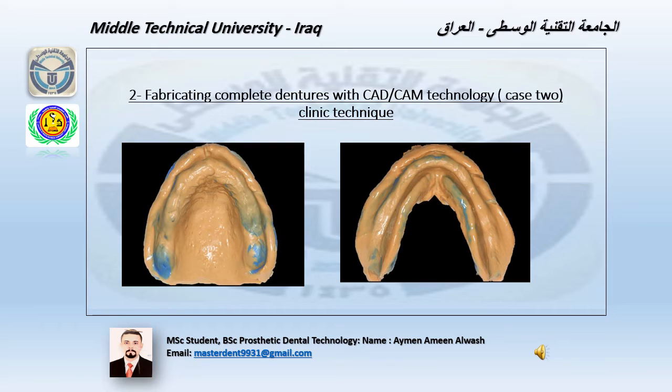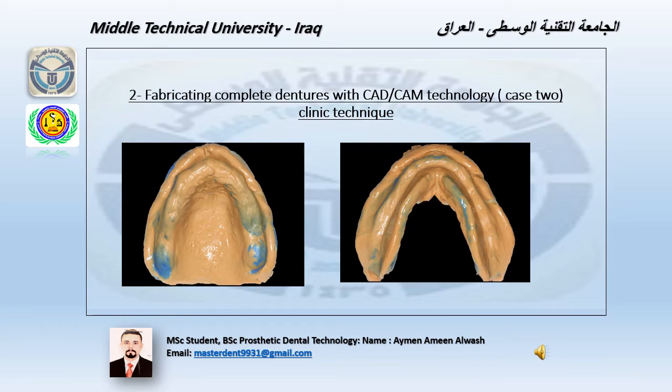Number 2, fabrication complete denture with CAD/CAM technology. Case 2, clinic technique. Make a definitive impression with impression material and thermoplastic moldable tray, which are available in different sizes. We select appropriate size and place tray in hot water bath about 77 centigrade. Then evaluate the tray intraorally to ensure cover all anatomical landmark.